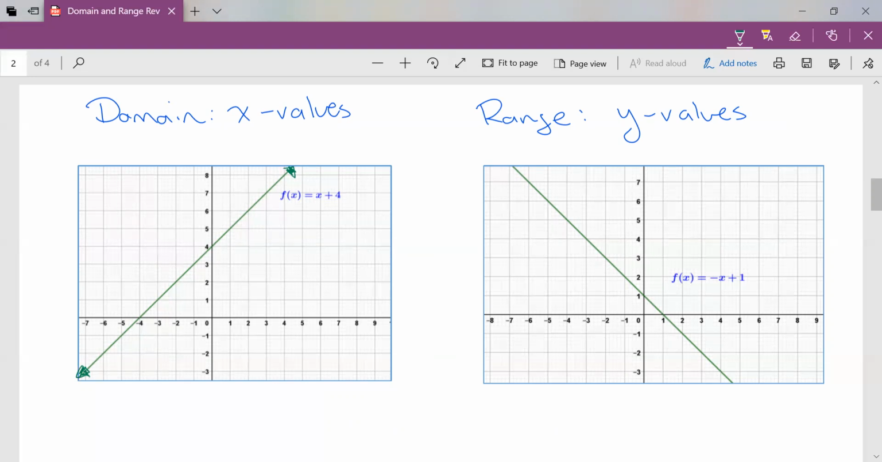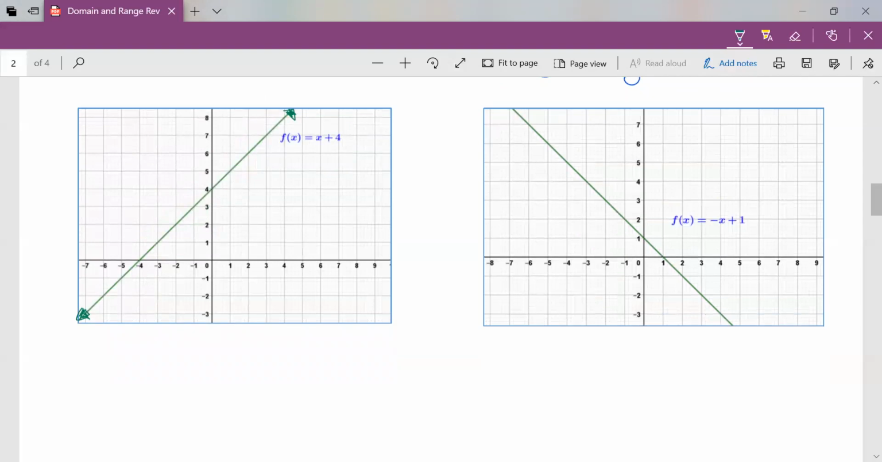So for the one on the left here, f of x is equal to x plus 4, I want to write the domain and range for this. What I say to myself when I'm doing domain and range is this: okay, does the graph stop going to the left? Does the graph stop going to the right? What I mean by that is, what happens as the graph goes to negative infinity and as it goes to positive infinity? So does the graph stop going to the left? Does the graph stop going to the right?